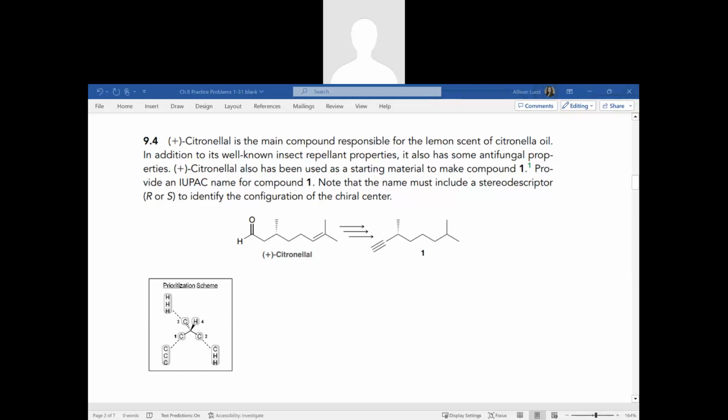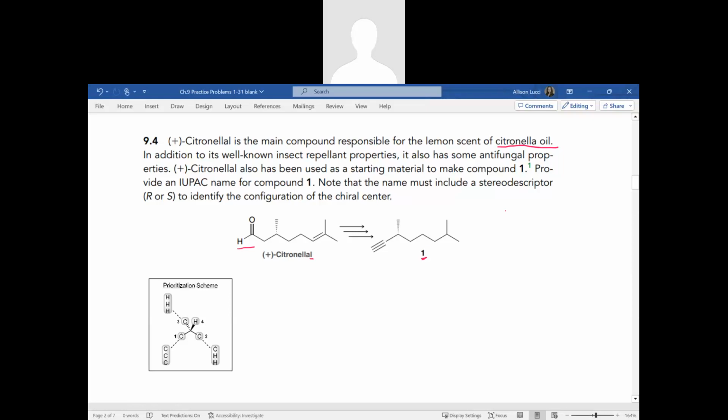In problem 2, we're asked to name this compound here, compound 1, that is derived from citronellal. This is the main compound in the scent of citronella oil, that lemony scent, and we see that it's named as an aldehyde because of this portion over here. But we're asked to name compound 1. So that aldehyde is no longer there.